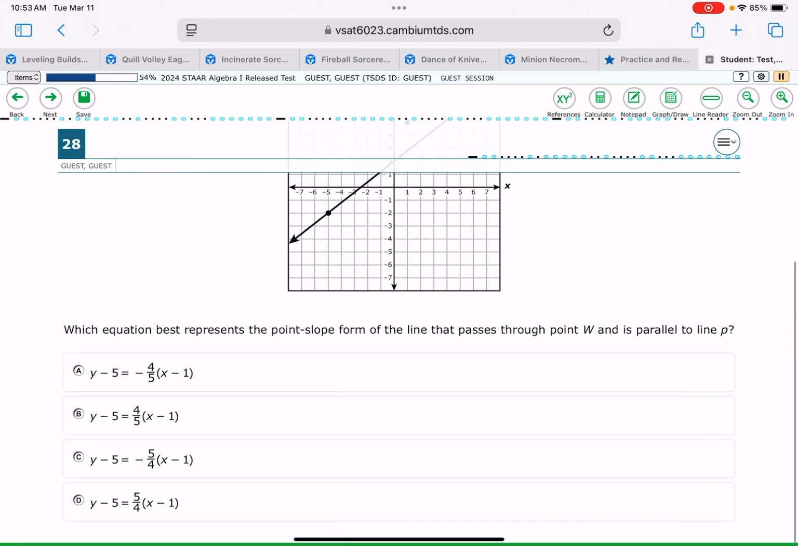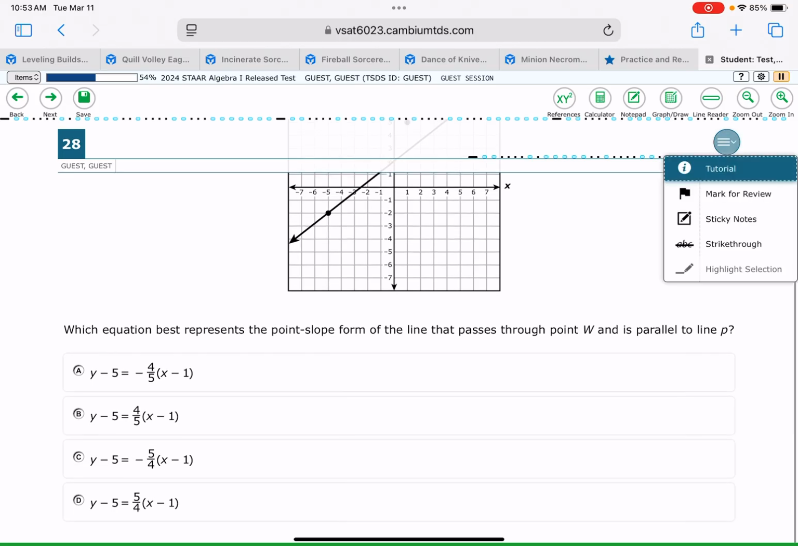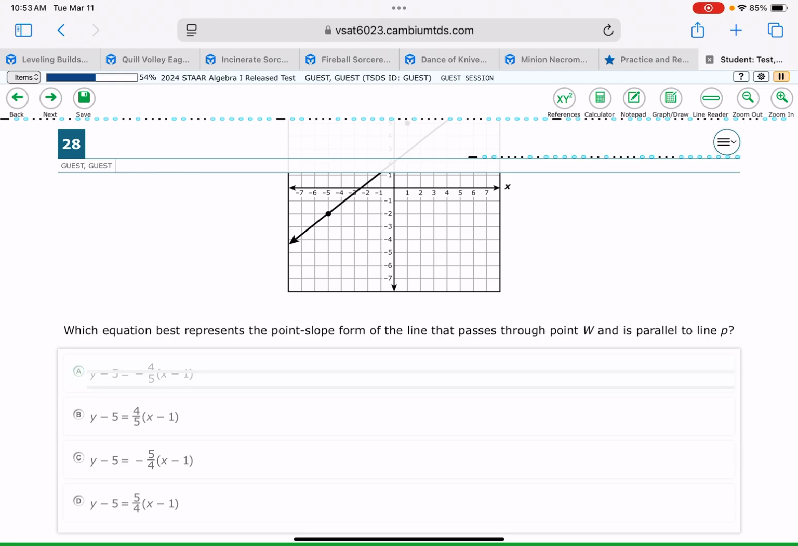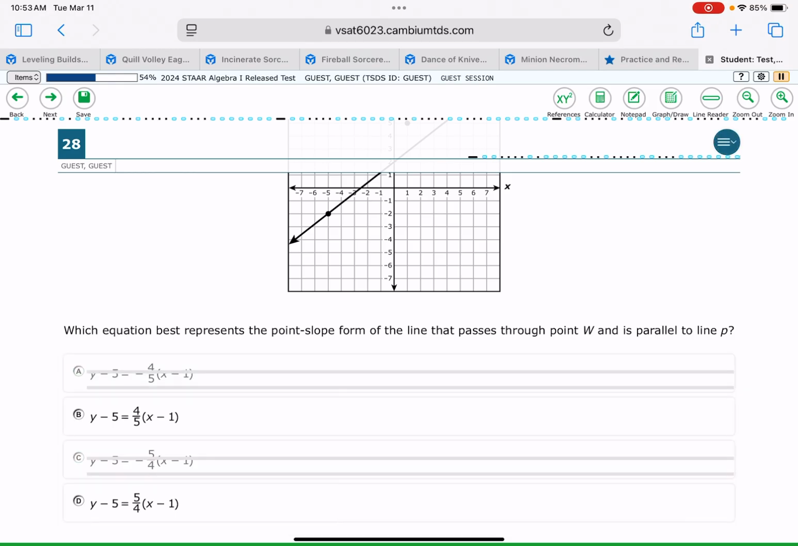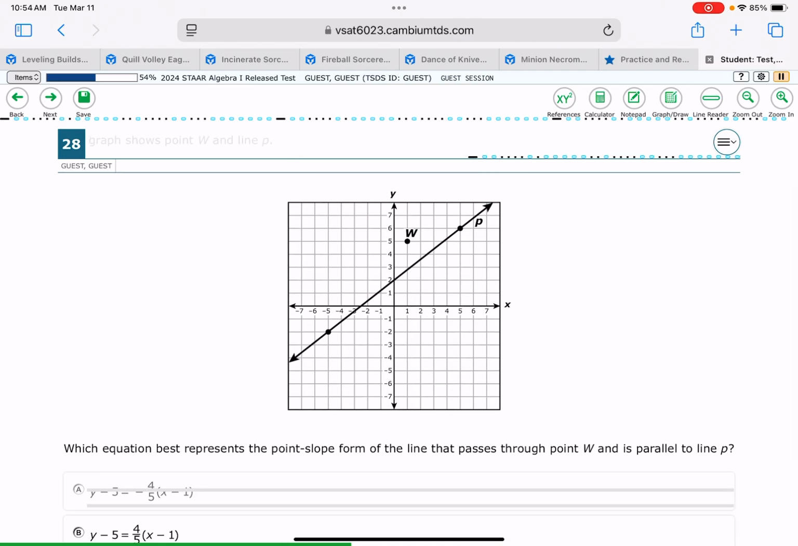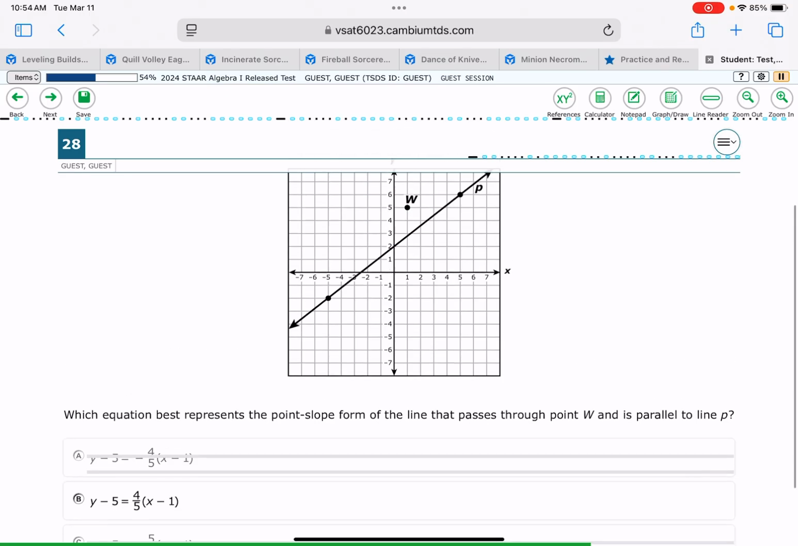Definitely have to do, well, maybe not. Let me think here. We can eliminate A and we can eliminate C. And so then we know that our points, oh, well, no, we don't really have to do much calculations here. So we're looking at a point slope form that goes through the point and is parallel. So that means we want to use the same slope that's on the line P. So we've eliminated our answer choices based on our slope because we know our slope is positive.